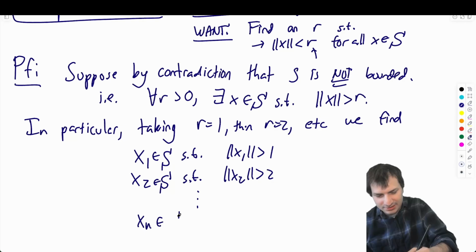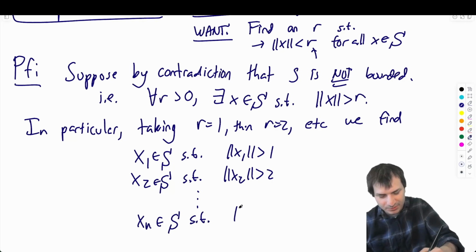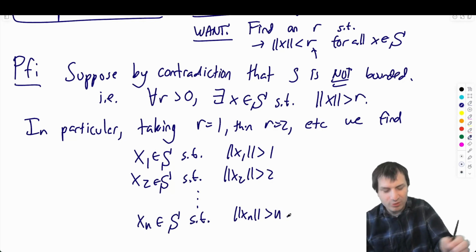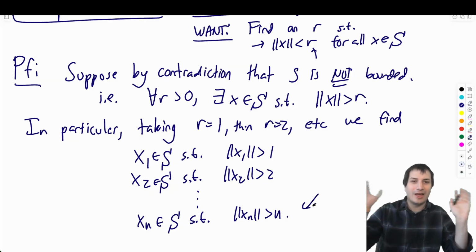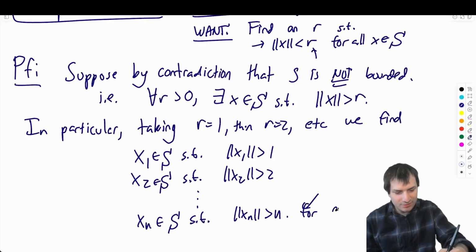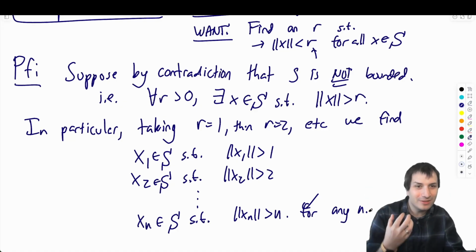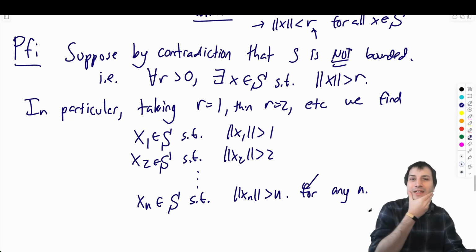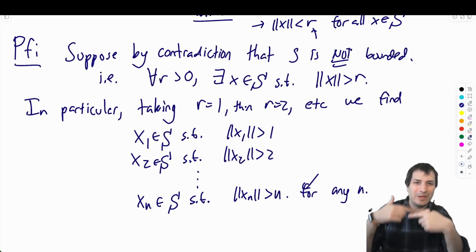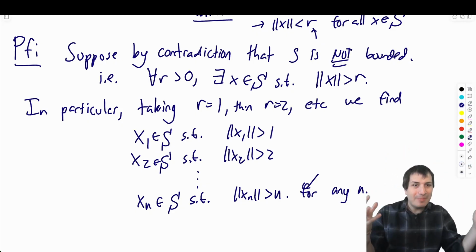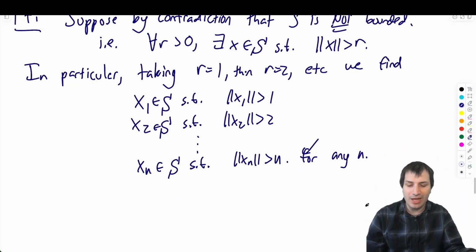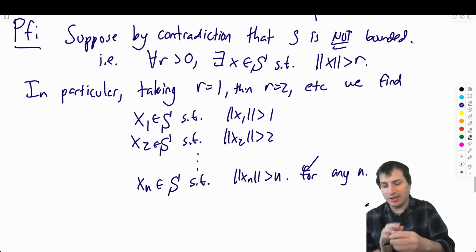xn in S such that the norm of xn is bigger than n. Of course, you could have written just this line for any n, but by writing the 1, 2, I think it's a nice way to lead the reader into what we're doing here. So by feeding in bigger and bigger radiuses, if it's not bounded, we can always find something outside of it. Okay, so we have this sequence of xn's.